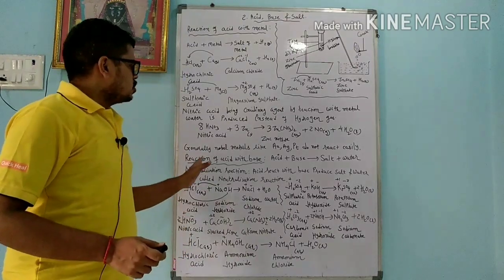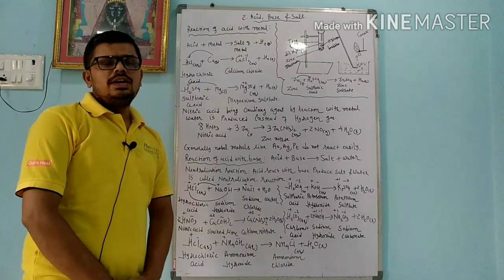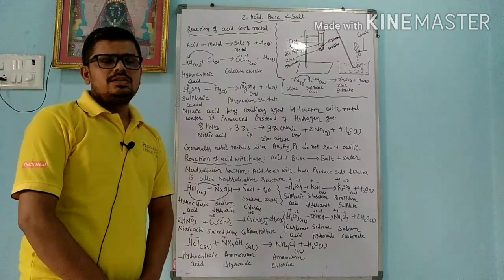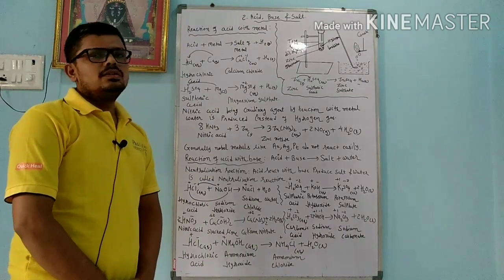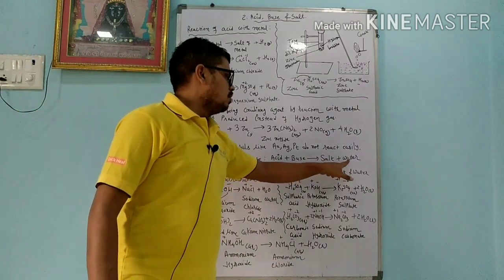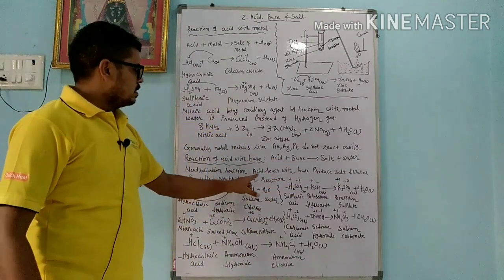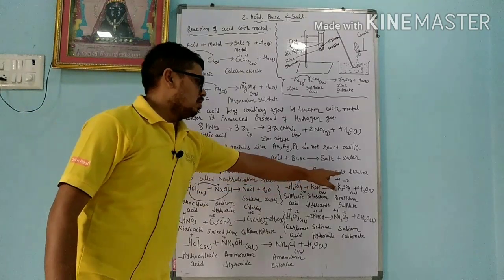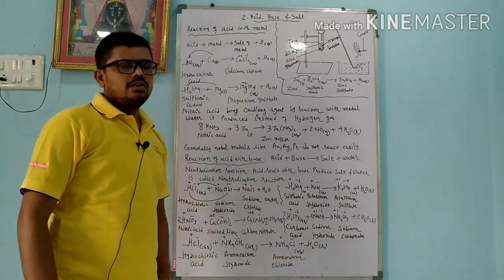Reaction of acid with the base. The reaction of acid with the base is called the neutralization reaction. In this reaction, salt and water are obtained. Acid plus base reacts to give salt plus water. When an acid reacts with a base to produce salt and water, it is called a neutralization reaction.